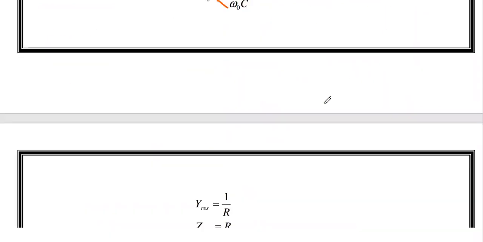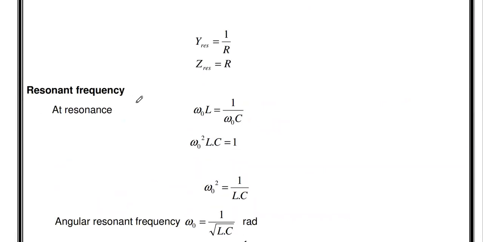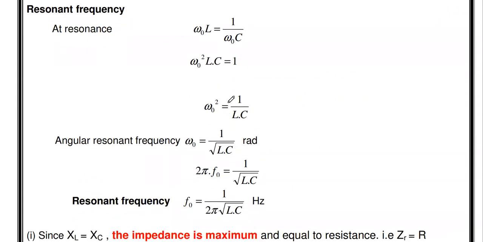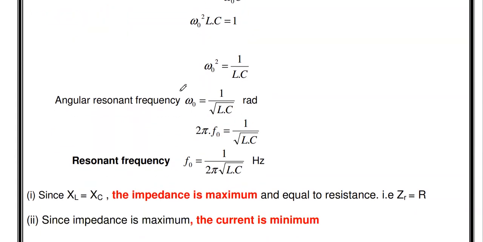So you see the resonant frequency, omega naught squared LC equal to 1. So omega naught squared is equal to 1 by LC. If you take the square root on both sides, omega naught equals 1 by square root of LC radians per second. So this is the angular resonant frequency of this ideal parallel RLC circuit. This formula is similar to the series RLC circuit. For series RLC circuit also, the angular resonant frequency omega naught is 1 by root LC.